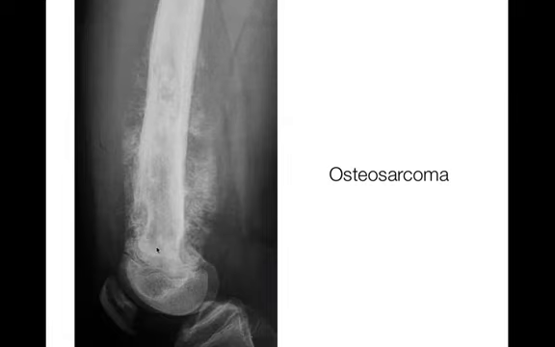Another example of an osteosarcoma, just showing you the nice hair on end or sunburst periosteal reaction coming off the distal femur here. Obviously, they're a child. You see this in a kid. Again, osteosarcoma is one of the things you should think about. Scary looking periosteal reaction here, so very aggressive looking.